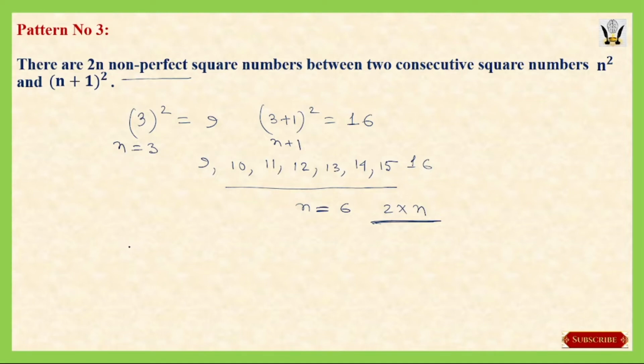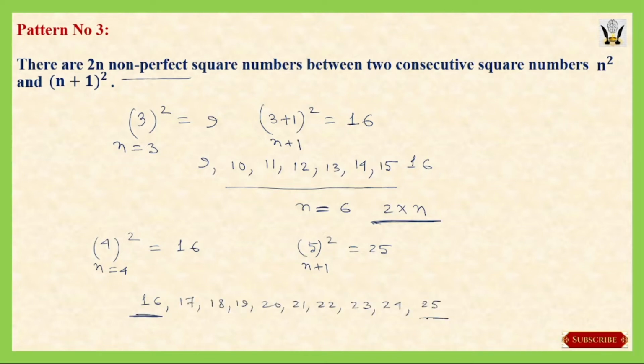Now suppose we choose n is equal to 4. If we take its square, it will be 16. The next natural number will be n plus 1, so it will be 5, and 5 square means 25. Now between 16 and 25, how many numbers are there? Between 16 and 25, there are 1, 2, 3, 4, 5, 6, 7, 8. So 8 non-perfect square numbers.